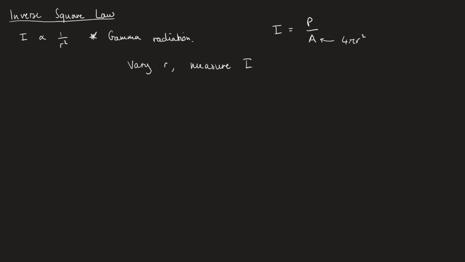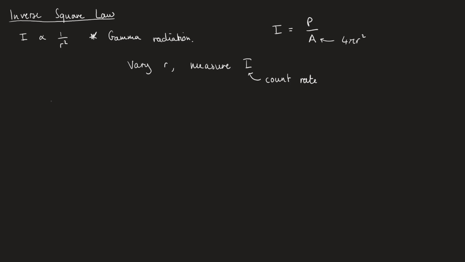Now intensity itself probably isn't going to be the easiest thing to measure, because we would have to get something that can measure the amount of energy that it's transferring per second, and then we'd have to know the cross-sectional area of the detector, and then that would give us our intensity. What we're actually going to do instead is measure the count rate, since I can say that the count rate is going to be proportional to the intensity, because the higher the count rate, the more radiation is being given out per second, the more energy is being transmitted.